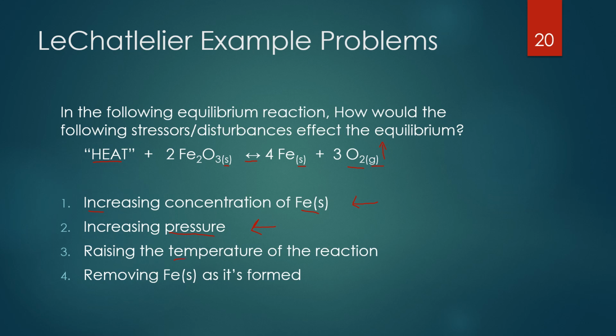Let's see how temperature is going to affect it. If I raise the temperature, I need to find where the heat is in this equation. The heat, we said, was on the reactant side. It's endothermic, so I'm increasing the heat in this case. That means the concentration of heat is going up. Disturbing the equilibrium, it wants to get back to normal. It's going to try to get rid of that heat that was added. So in order to get rid of it, it's going to shift in the opposite direction, this time towards products.